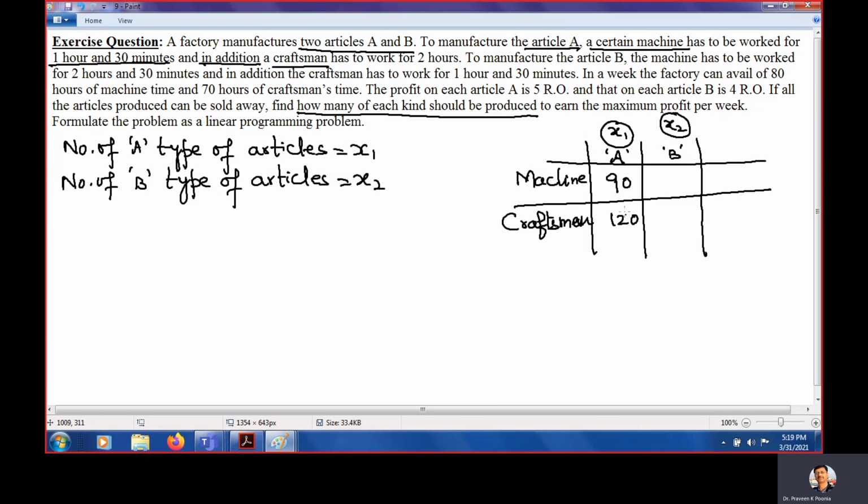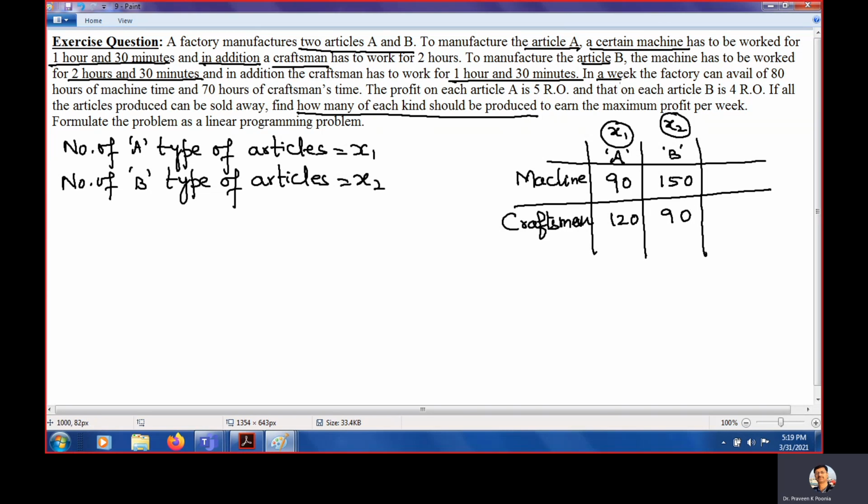Clear? Similarly, for article B, the machine has to work 2 hours and 30 minutes. 2 hours and 30 minutes means 150 minutes. And the craftsman has to work 1 hour and 30 minutes. 1 hour and 30 minutes means 90 minutes.